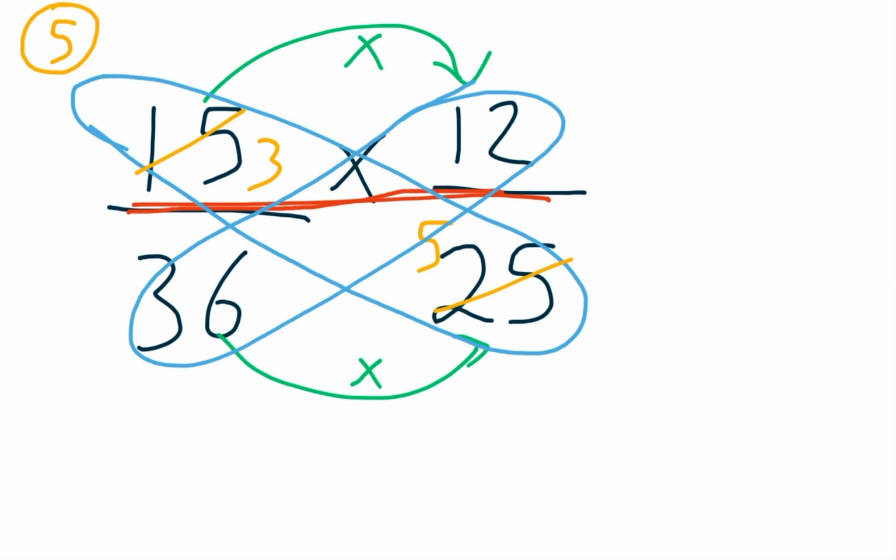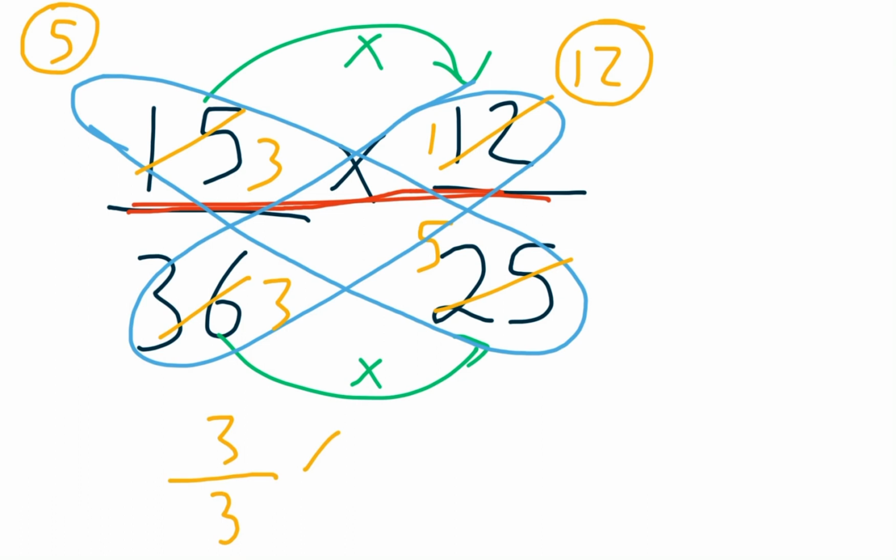So 4 can go in, absolutely. Even 6 can go in. But if you look at it, 12, in this case, is the highest factor. 12 into 12 goes once, and 12 into 36 goes 3 times. So look at the writing in yellow. If I look at the first fraction on the left, I have got 3 over 3. And if I look at the fraction on the right, I've got 1 and a 5.